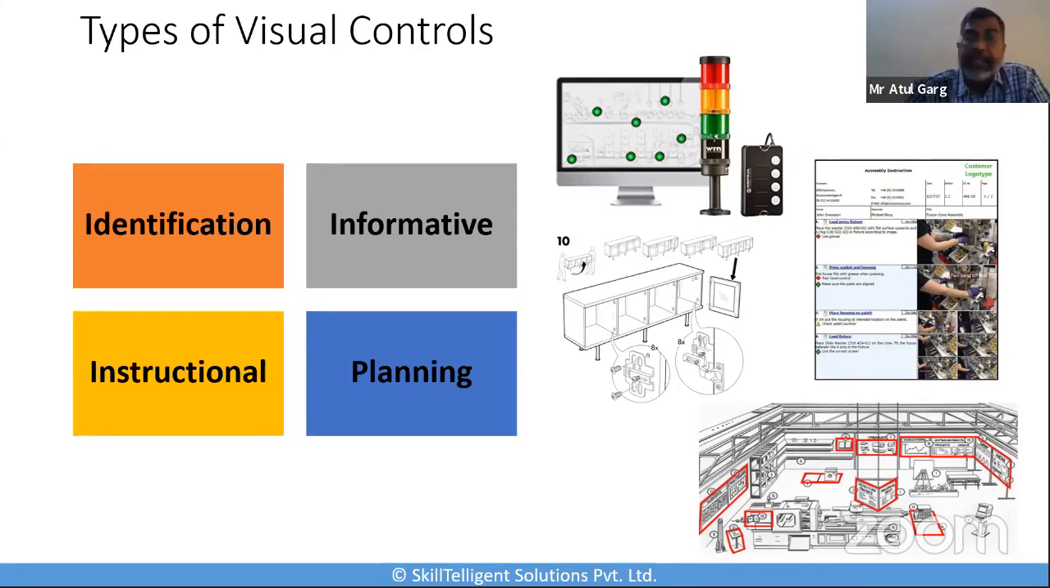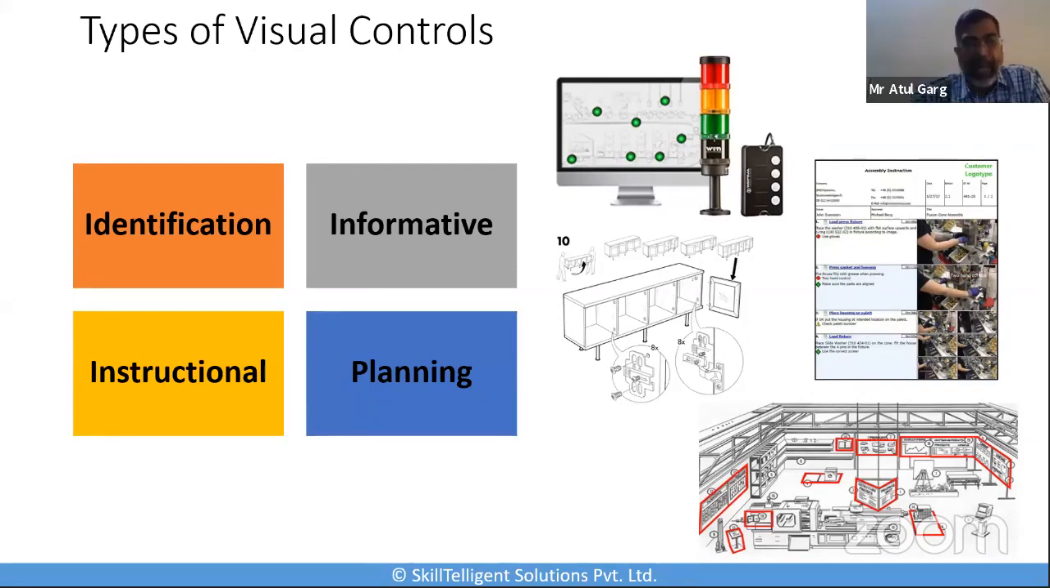The third one is instructional. These are instructions in the form of, let's say, lines on the shelves, signs, work instructions. And these are designed to ensure that there is operational consistency. So these are the instructions which will help you to standardize the work as well as maintain operational consistency.